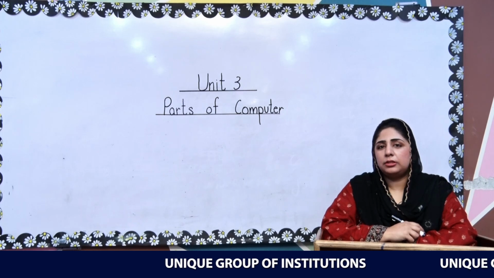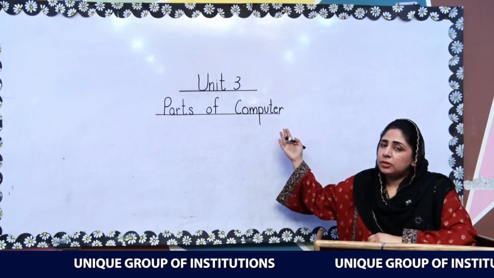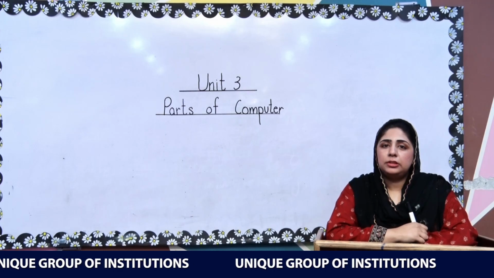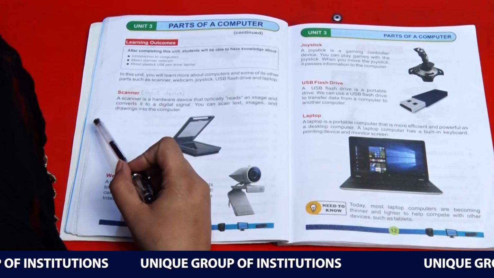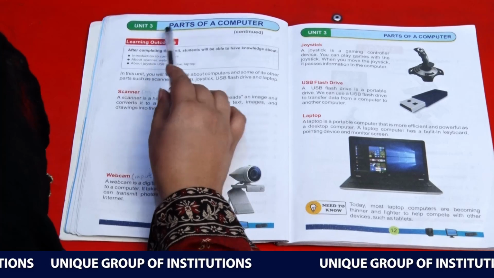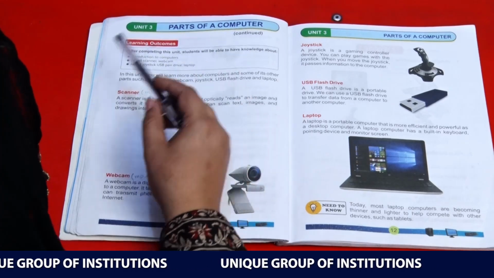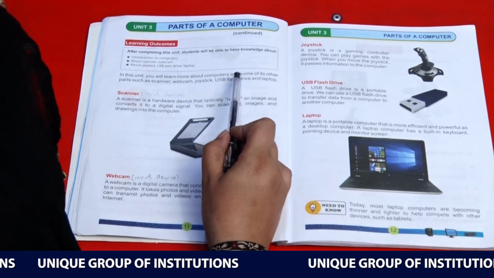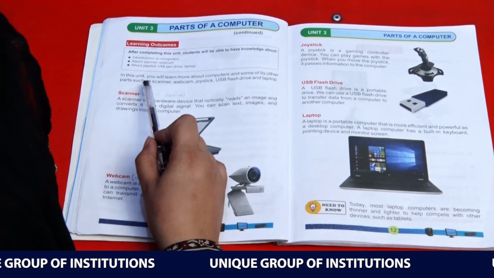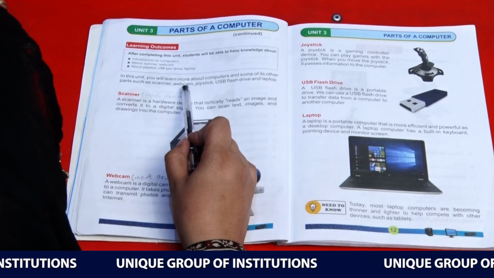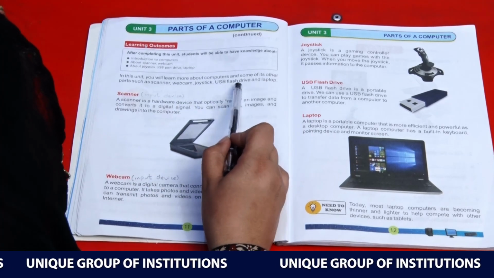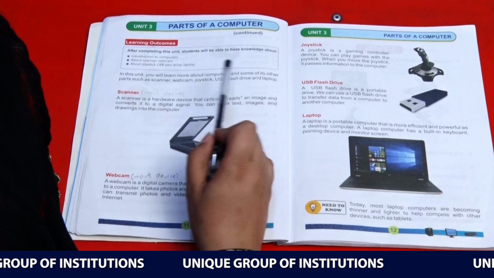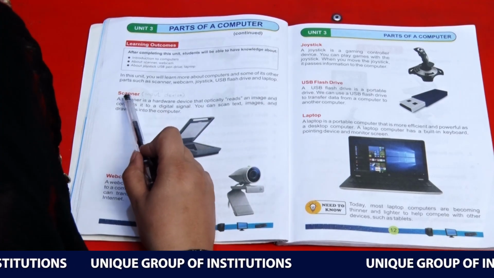Today we are going to learn about parts of a computer, that is unit number 3. Let's start reading unit number 3, parts of a computer. In this unit you will learn more about computers and some of its other parts such as scanner, webcam, joystick, USB flash drive and laptop. The first part is scanner.